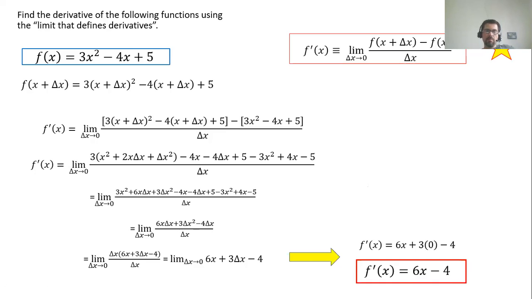We can analyze the result a little bit. The given function was 3x squared minus 4x plus 5, and the derivative is 6x minus 4. It's 1 degree smaller, and there is also a relationship between coefficients and exponents that we will investigate in another topic once we study differentiation rules.